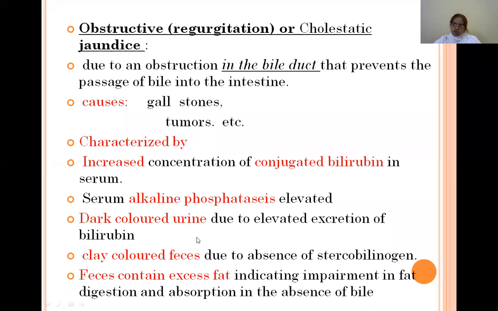The first one has dark colored feces, the second has dark colored urine, and the third, obstructive jaundice, also has dark colored urine and clay colored feces. Clay colored feces are mainly due to the absence of stercobilinogen. Feces contain excess fat, indicating impairment in fat digestion and absorption in the absence of bile.